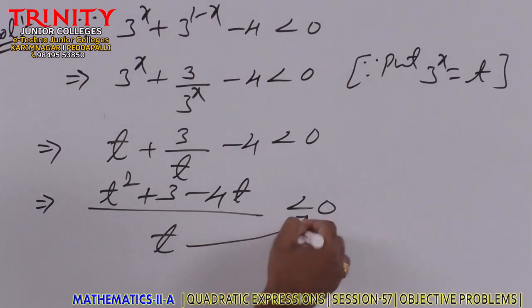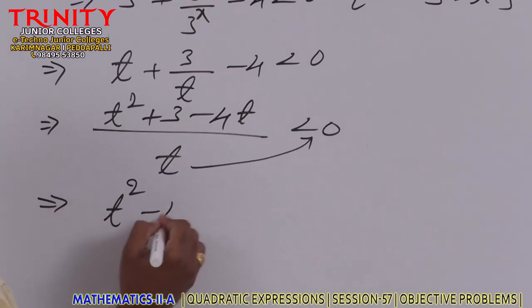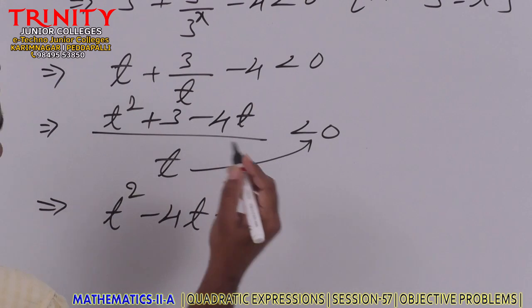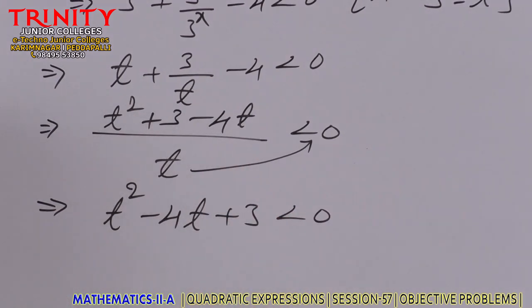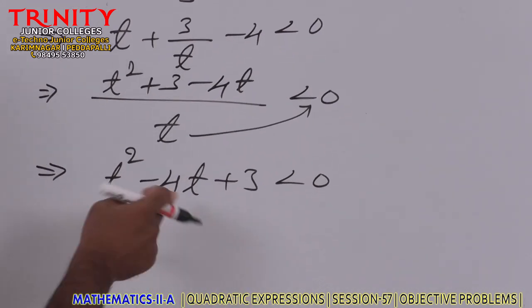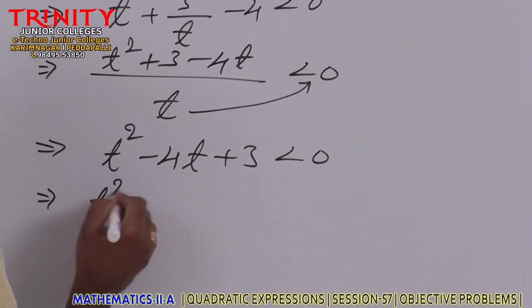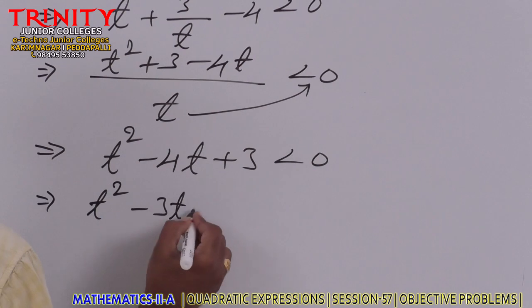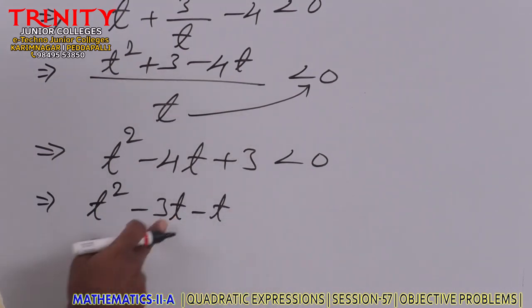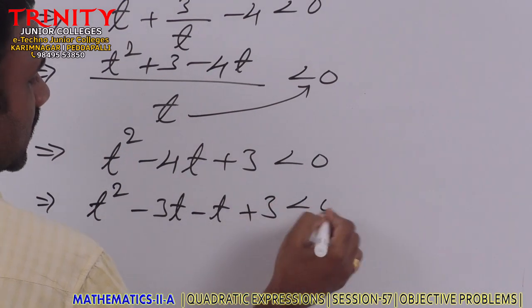Now go for cross multiplication. t square, and write in order, minus 4t plus 3 is less than 0. Now this is a quadratic inequation. Now this quadratic equation you go for factorization. 3 ones are 3, 3 plus 1 is 4. Therefore the factors are 3 and 1. t square minus 3t minus t plus 3 is less than 0.